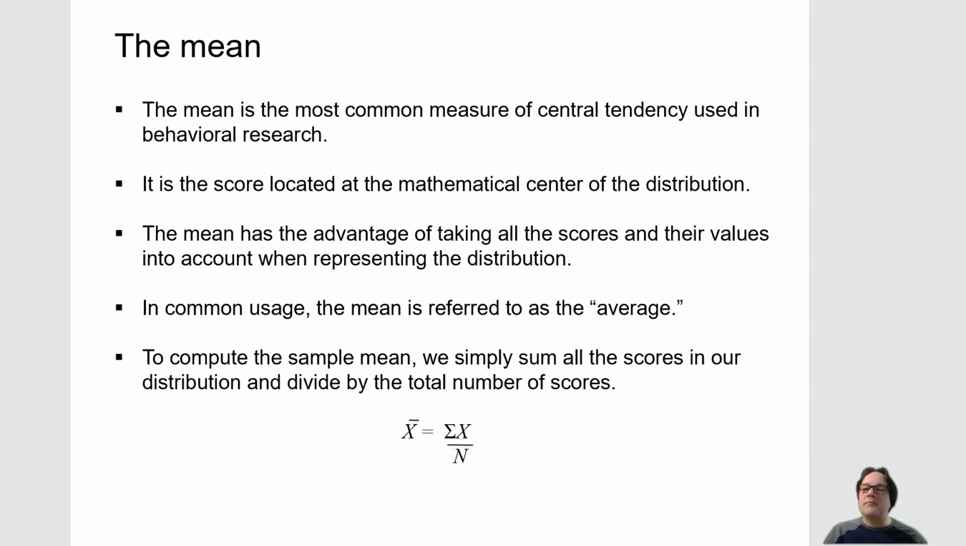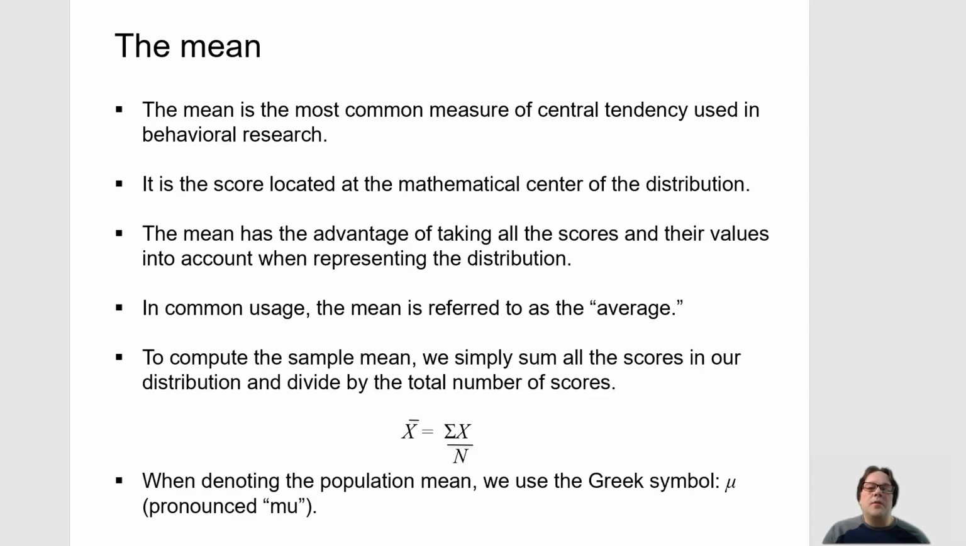So for a sample mean, or x bar, we sum up our x's, sum up our scores, and divide by n, our total number of scores. So, there you go. Was one step ahead. So when denoting the population mean, as I just said, we use the Greek symbol mu. And there you go. That's what it looks like. So any of you who are in Greek life might already be familiar with that, or if you've taken a statistics course before, or if you speak Greek, right?